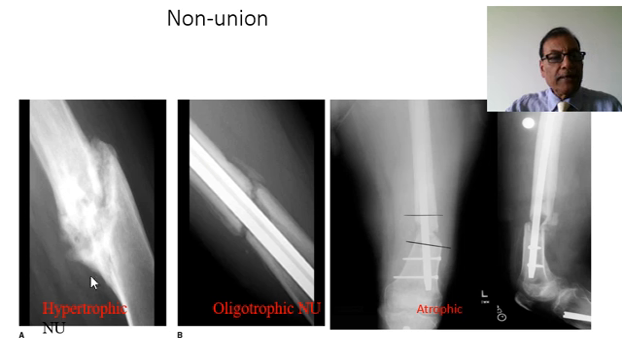Could be non-union. So see, there could be hypertrophic, oligotrophic, and atrophic forms of non-union. Hypertrophic, there is a lot of callus, but it is somewhere other than at the fracture ends. So see, this fracture gap, they are not bridging. They are abundantly present all around. So fracture gap is present, it is a non-union. Oligotrophic, there is a callus, you can see it, but still the fracture gap is not bridged. Atrophic, absolutely no callus.